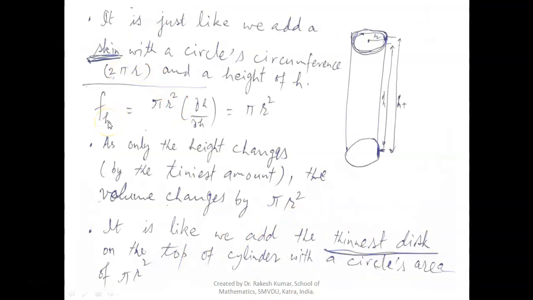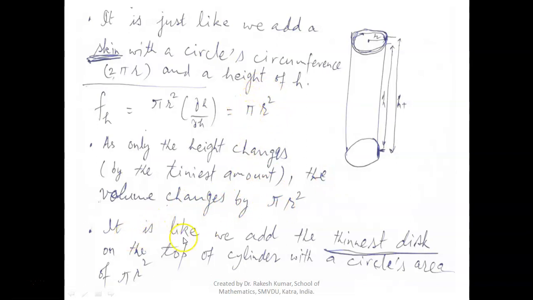Similarly, fh, that is the partial derivative of function f, the volume of the cylinder, with respect to height h. If we do it, r will be considered constant, pi again constant. So its derivative is simply pi r square. As only the height changes by a very small amount, the volume changes by pi r square. So this will be the change in the volume.